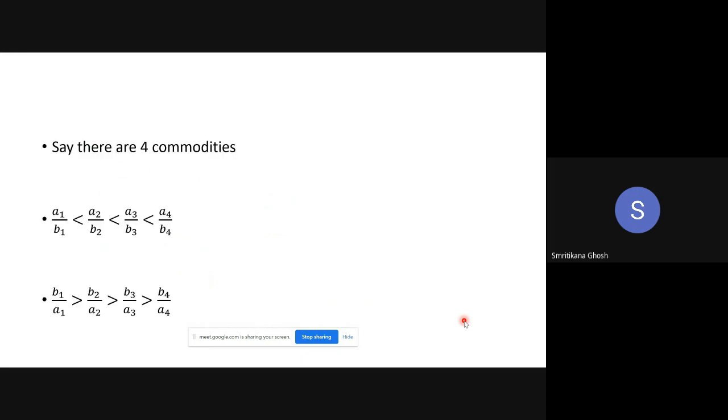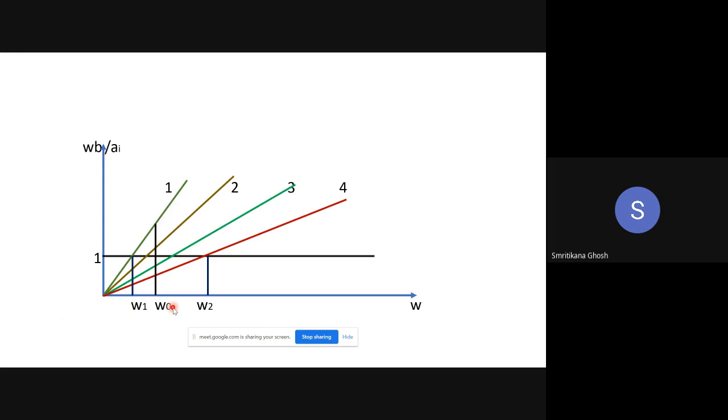Now, as we assume B1 by A1 is highest, W into B1 by A1 is also highest and this is the steepest one. Then comes 2, then comes 3 and ultimately 4. So the red line which is representing commodity 4 is the most flat, and this green one, representing commodity 1, is the steepest one. This is how we get four lines representing four commodities. If we assume 5 or 6 commodities, another 2 lines will be added like this.